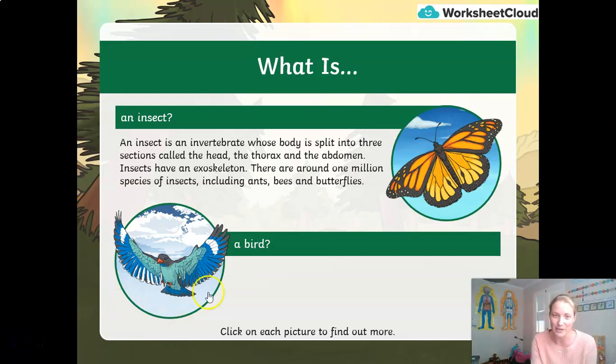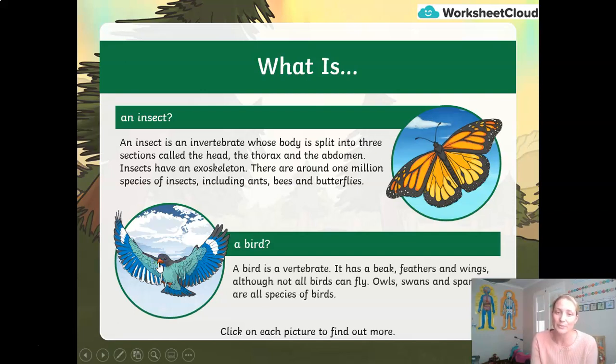And last but by no means least, let's look at birds. Remember, facts about birds. Birds are vertebrates. They have beaks, feathers and wings. Remember that all birds have feathers, but not all birds can fly. Owls, swans and sparrows are all species of birds, but so are hawks and eagles. Again, there's hundreds, so there's lots you could have written there.